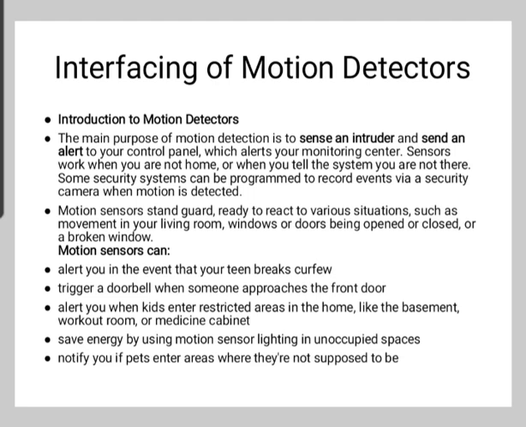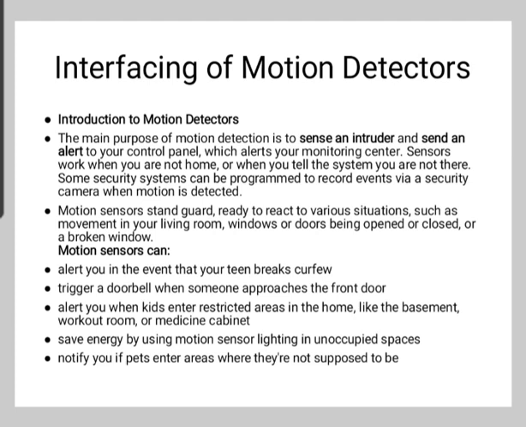So what is the main purpose of a motion detector? The main purpose is to sense an intruder and send an alert to a control panel, which alerts the monitoring center. The sensors work when you are not at home or when you tell the system you are not there. Some security systems can be programmed to record events via a security camera when motion is detected.